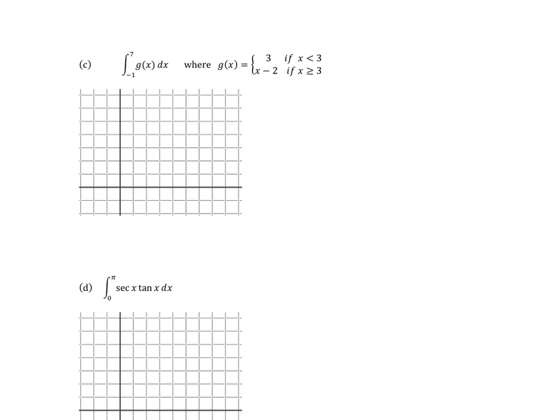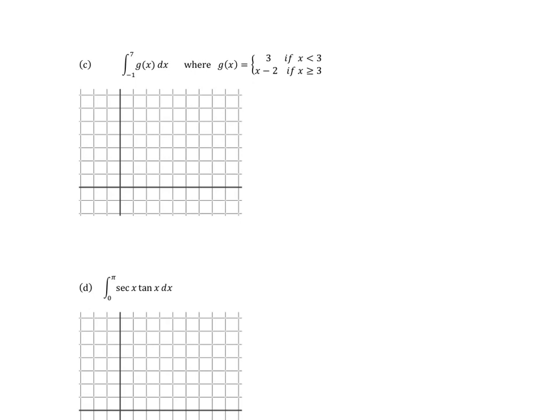Notice that if I was going to find the integral of my function g from -1 to 7, the problem I have is this is a piecewise function. So is it even integrable? Well, I don't know. So let's go ahead and graph this.